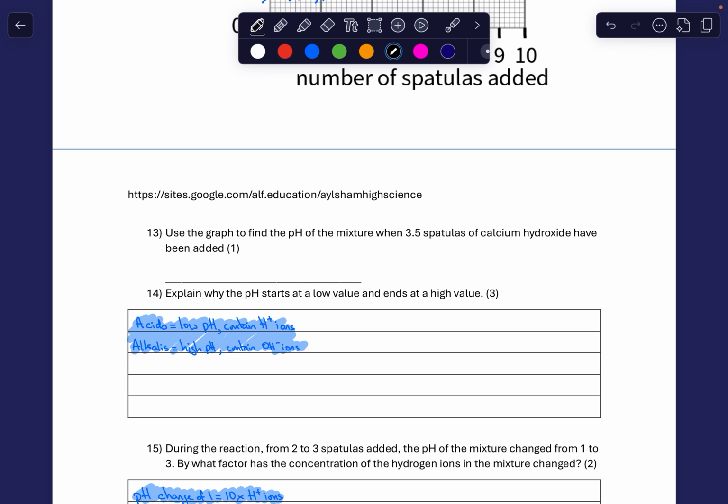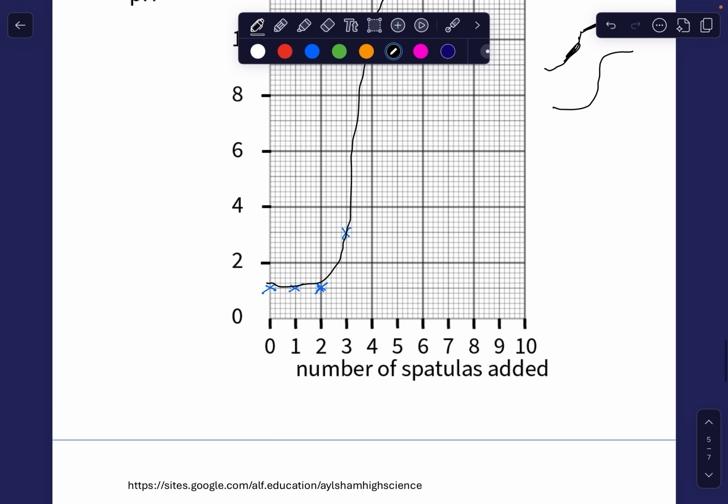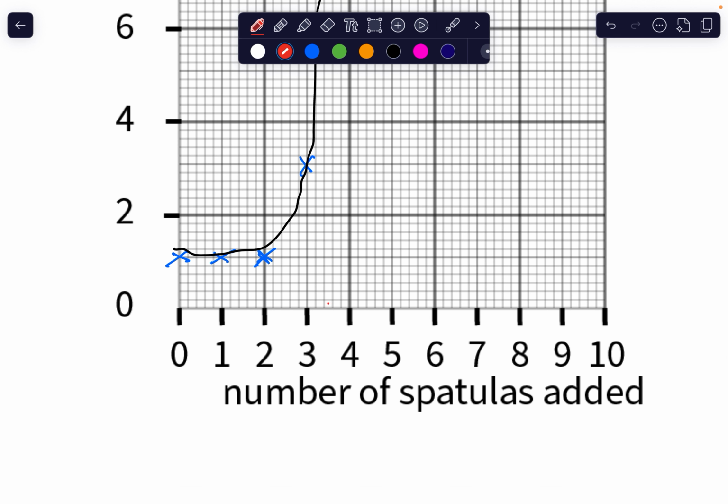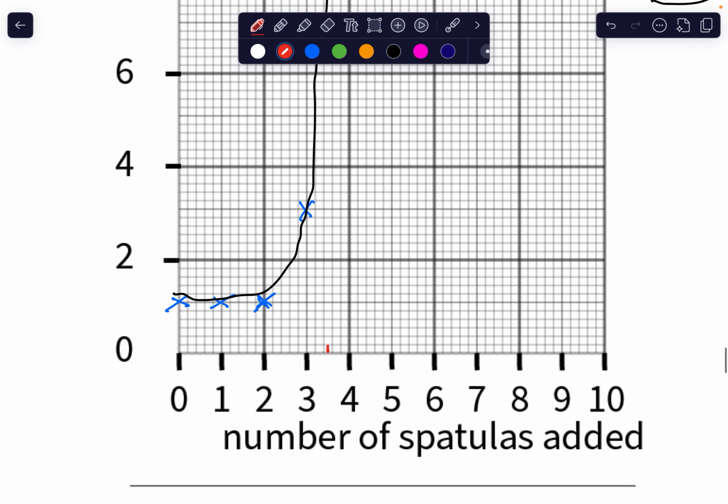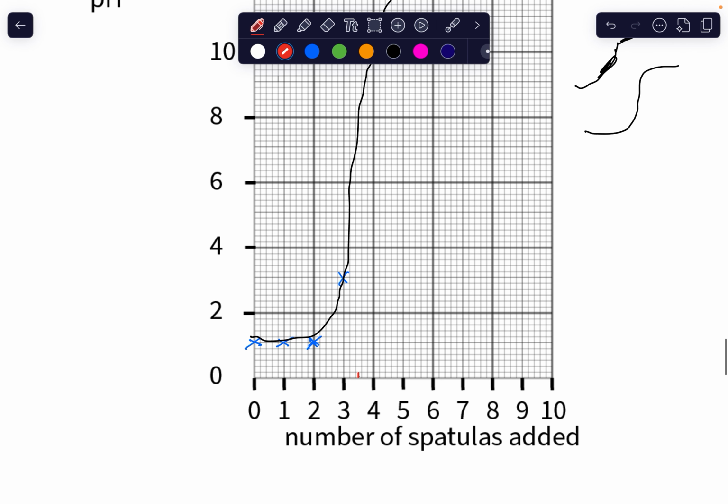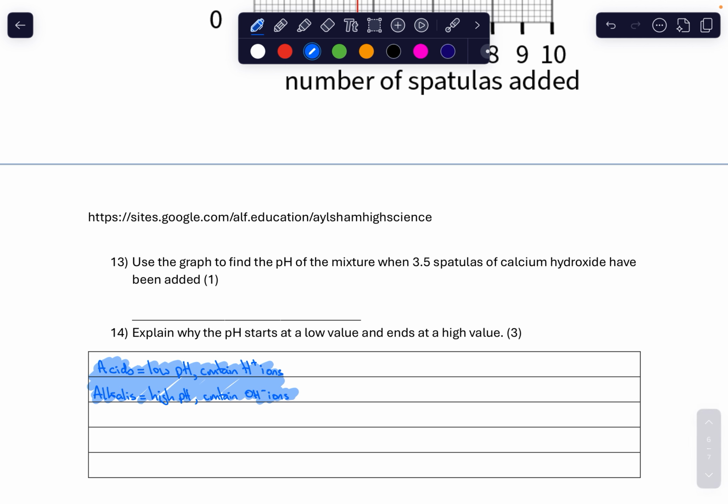Use the graph to work out what happens when 3.5 spatulas are added. So to do this, what I'm going to do is come to the point here where 3.5 is. Okay, what I'm then going to do, if this will let me, is draw a line up to the point where 3.5 hits this, and then take it across, and you can see I've got 8. Okay, so here I need to have 8 spatulas added.